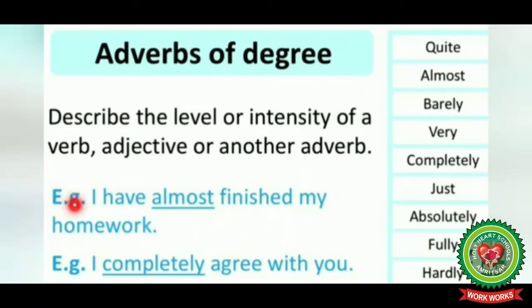For example, I have almost finished my homework. Here, the word almost is describing the action word finished. It means how much work I have done. That is almost. Almost I have finished my homework. So it's an adverb of degree. Next is, I completely agree with you. So how much do I agree with you? Completely. It is describing how much I am agreeing with somebody. So it's an adverb of degree. It is telling the extent or intensity of an action.